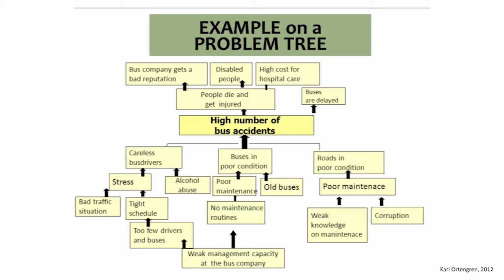I'll give you another example. Here's an issue tree with a higher number of bus accidents. Some of the causes are that buses are in poor condition, and they're in poor condition because of poor maintenance, and the buses are old. The reason that there is no maintenance is because there are no maintenance routines, etc. Careless bus drivers is one of the causes for a higher number of accidents. But the reason that bus drivers are careless is because they're stressed. Why are they stressed? Because of tight schedules and bad traffic situations. And why is it a tight schedule? Because there are too few drivers and buses.